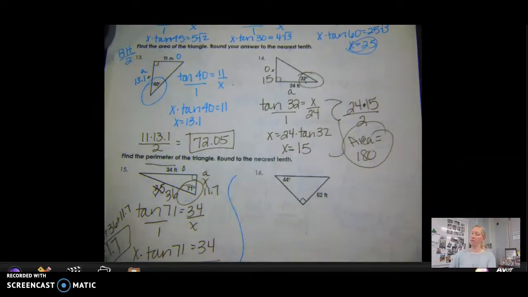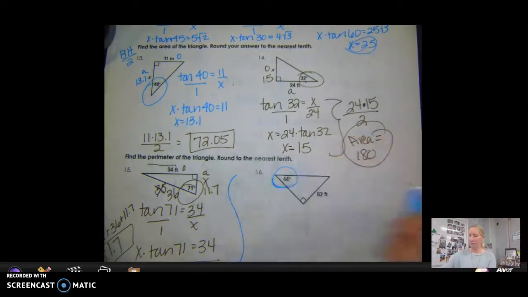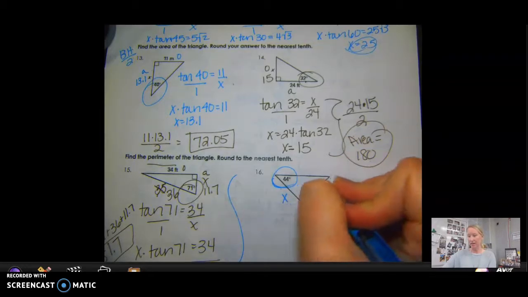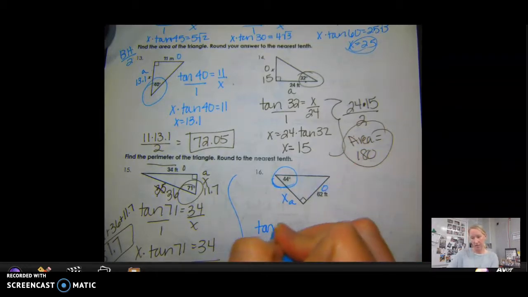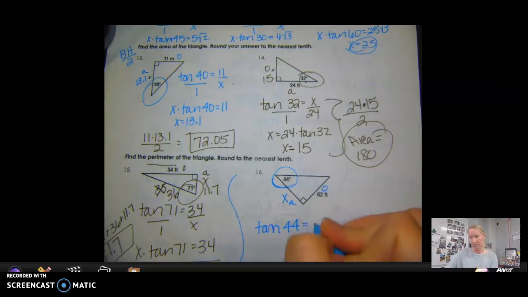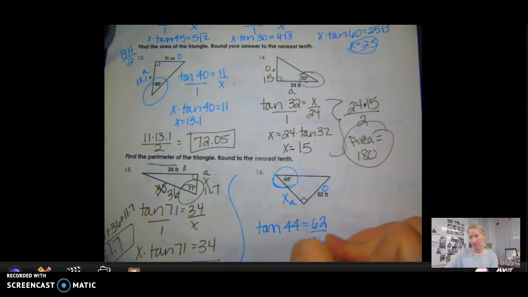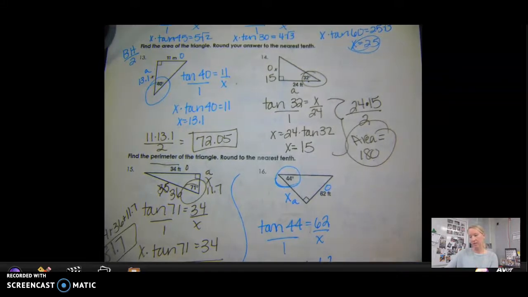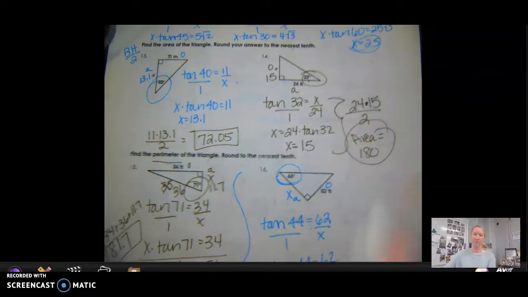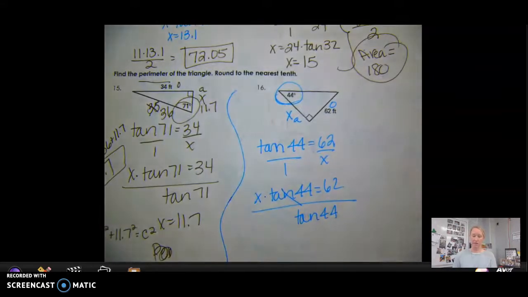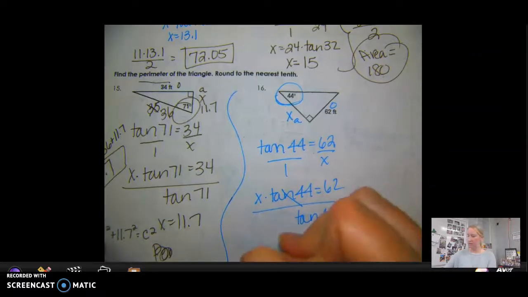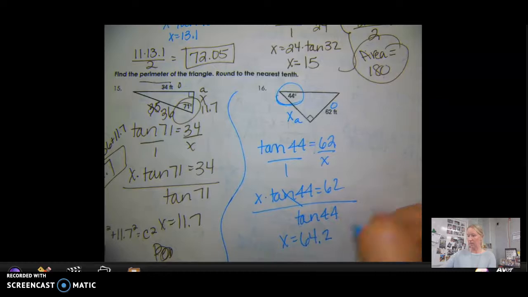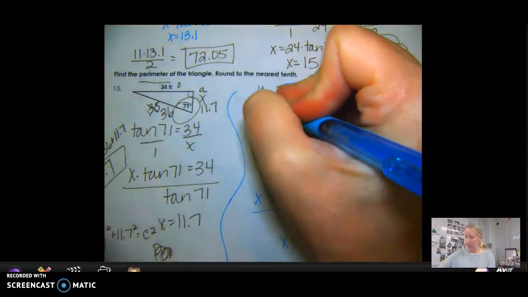All right, one more. We need perimeter on this guy. So here's my angle. We're going to label this with x. This is opposite, this is adjacent, so this is tangent of 44 equals opposite, which is 62, over adjacent, which is x. Put this over 1. Cross multiply: x times the tangent of 44 equals 62. Divide everything by the tangent of 44 so I can get rid of it over here. So now I do 62 divided by the tangent of 44, and I get x equals 64.2. So 64.2 is that length.